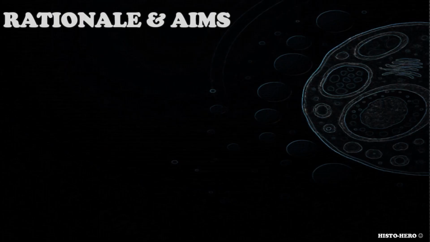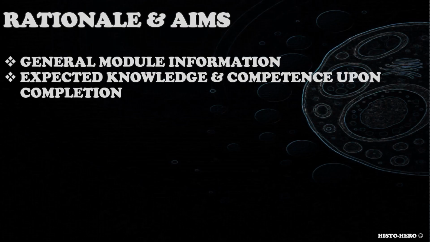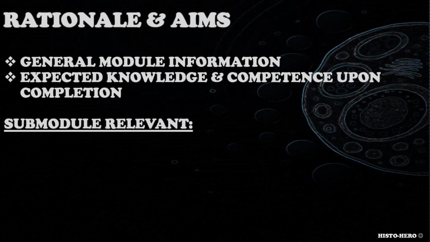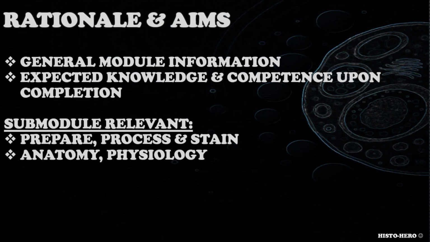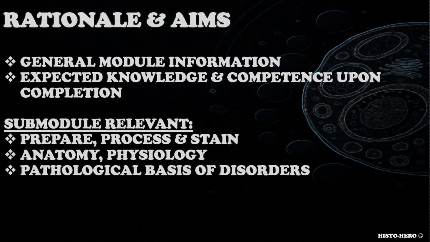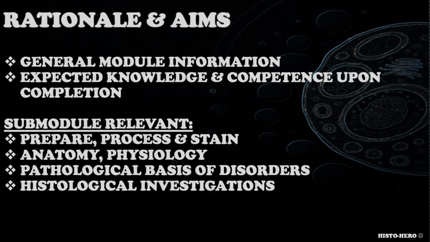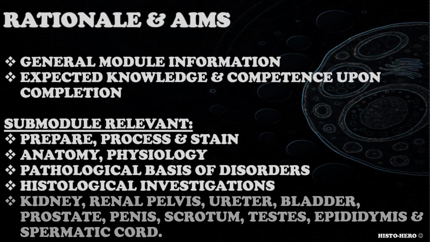Rationale and aims of this submodule outline the general information and expected knowledge and competence that a candidate needs to achieve when this submodule is completed. These are relevant to each submodule. For this submodule, the expectations are that the candidate will be able to prepare, process, and stain genitourinary histology tissue samples. Gain a clear understanding of the anatomy and physiology and the pathological basis of disorders of the genitourinary system and how these may be investigated histologically. The genitourinary system includes kidney, renal pelvis, ureter, bladder, prostate, penis, scrotum, testes, epididymis, and spermatic cord.